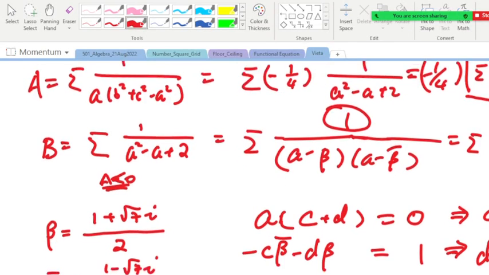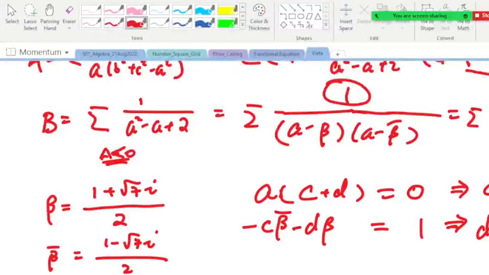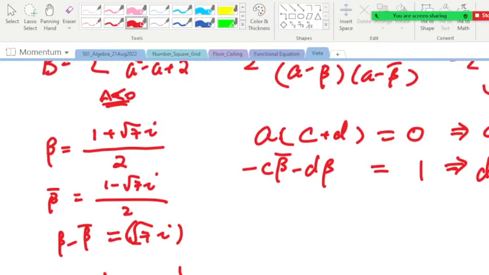Did you see it? Okay, now let's do them separately. We call this term big X and this term big Y, right? We can split it into the sum. So C is 1 over root 7 i, right? Then A minus beta, right?